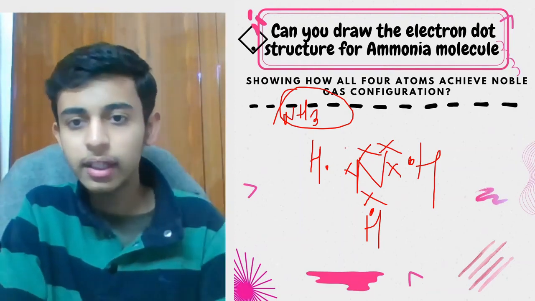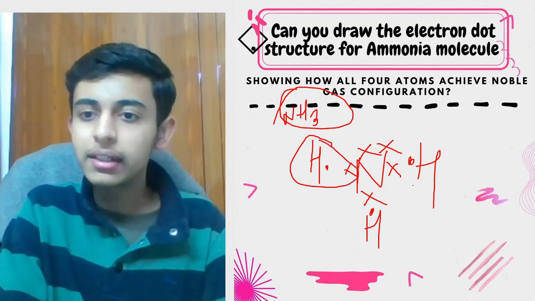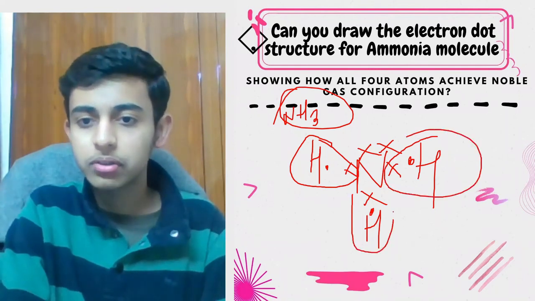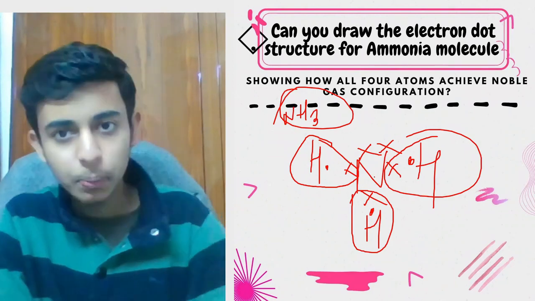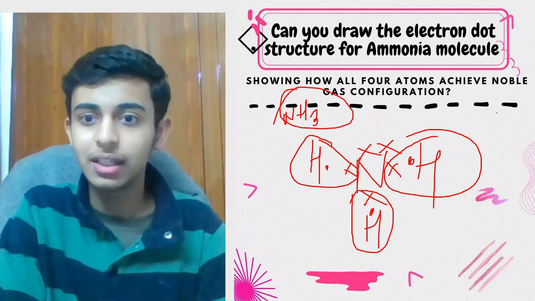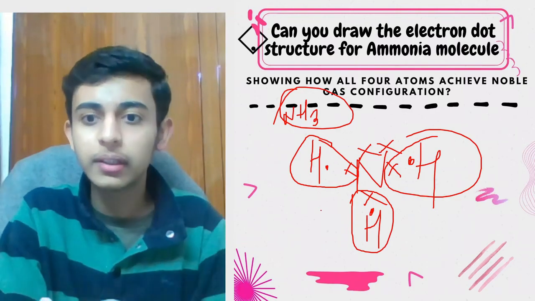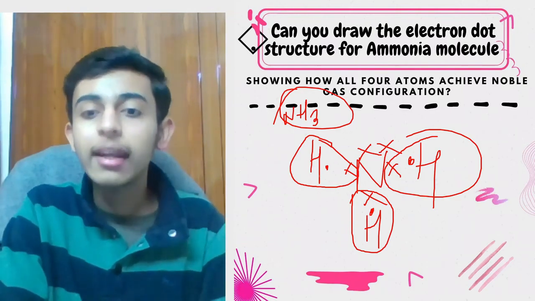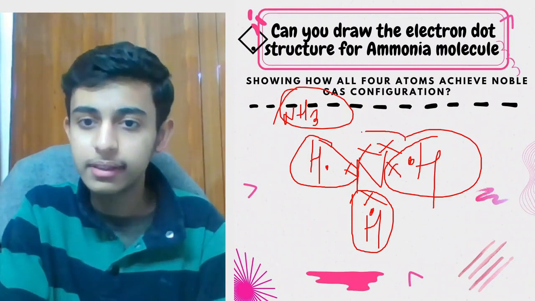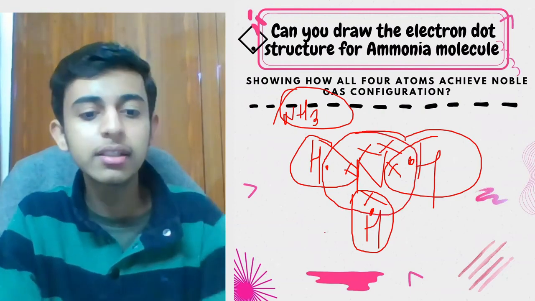Now let's talk about this hydrogen. This hydrogen needs a duplet, so it will take one electron from the other. Similarly, this hydrogen will take one electron from nitrogen, and this hydrogen will also take one electron from nitrogen. So the hydrogen duplet is complete, as we are able to see. Now moving on to nitrogen's octet. Since three hydrogen atoms have shared one electron each with nitrogen, their electrons will be added to nitrogen's configuration. So these three electrons plus the 5 electrons of nitrogen help nitrogen complete its octet.